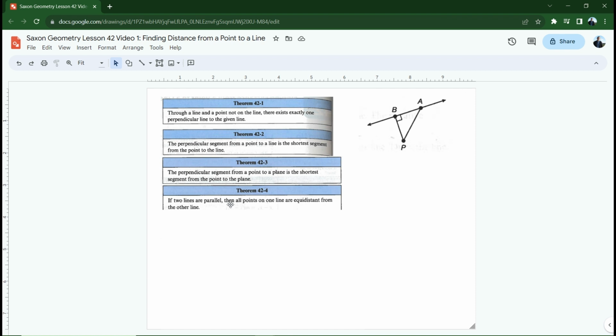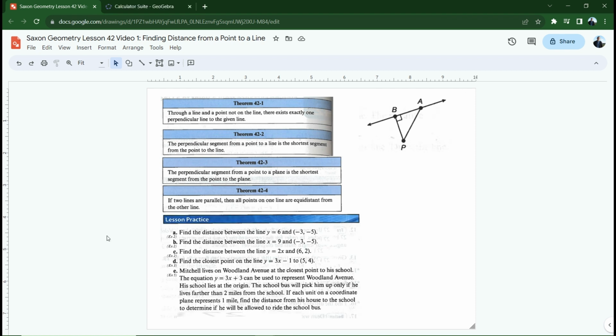Parallel lines are made up of an infinite number of points. If I isolate one point and say, okay, how close is this to the other line? I'm just looking for the straight line distance that's going to get me to the other line in the shortest distance.